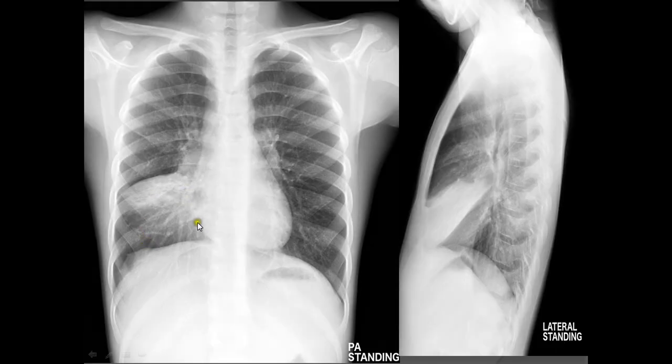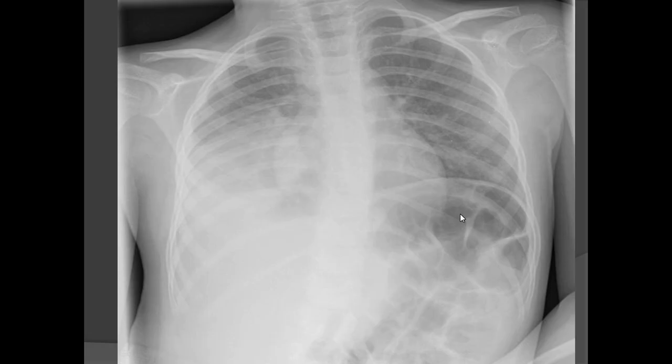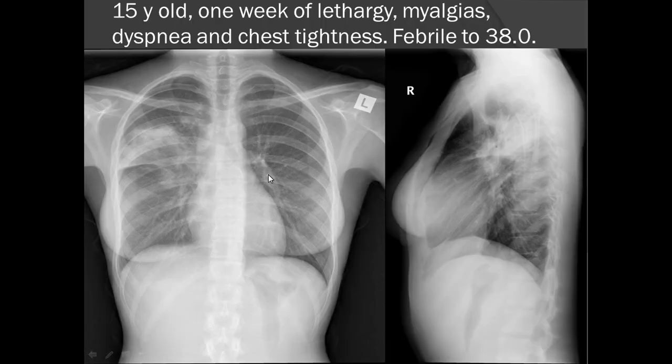Here the right heart border is obscured or silhouetted. So what happened? It is in the right middle lobe, which is very well seen in the lateral view. The oblique fissure and the right horizontal fissure confine the consolidation. Now what's going on here: this is the normal left hemidiaphragm, the right hemidiaphragm is completely gone, and the left heart border is there. So it means this excessive amount of consolidation is sitting in the right lower lobe.